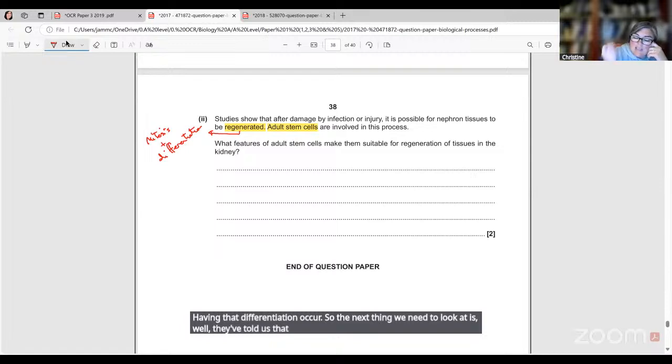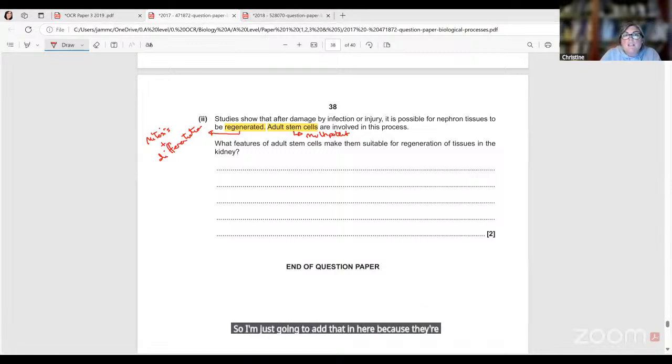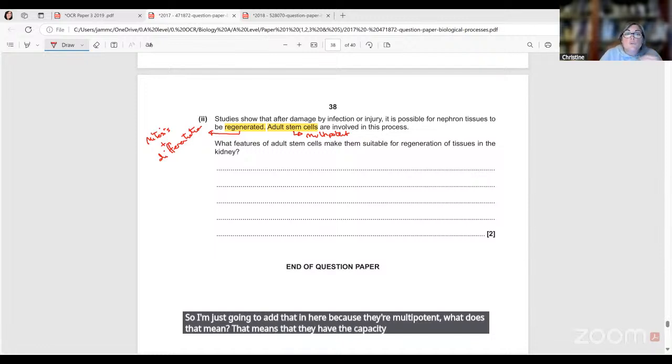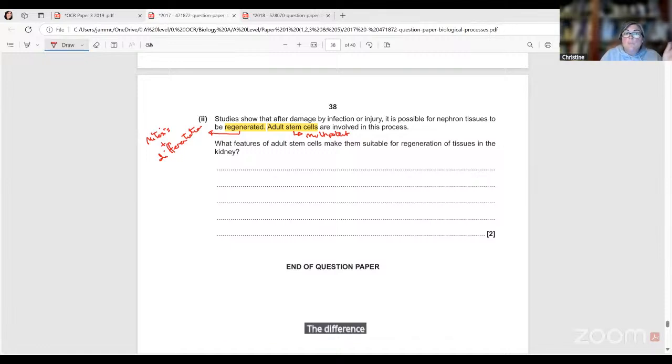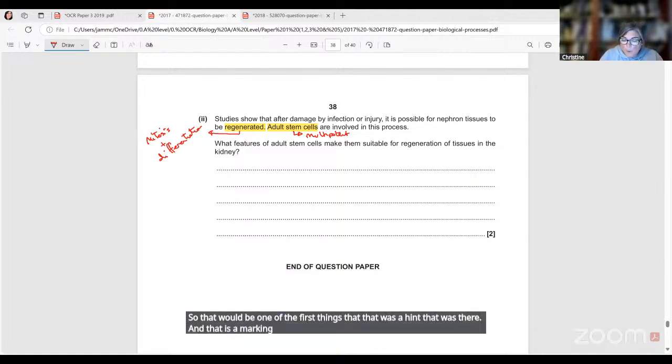The next thing we need to look at is that they've told us they're adult stem cells. They love giving you little hints, or they expect you to know this. Adult stem cells, we know, are multipotent. What does that mean? That means they have the capacity to go through mitotic division and to differentiate, but not to give me any type of cell. So it's important that they're checking: do I know the difference between pluripotent, totipotent, and multipotent? That was the hint, and that is a marking point.